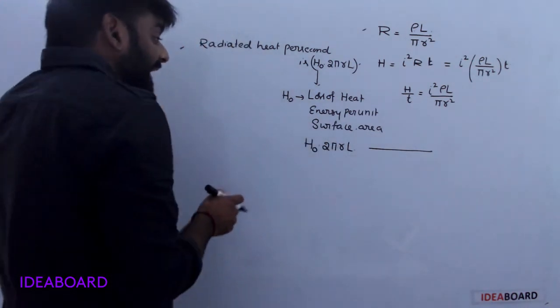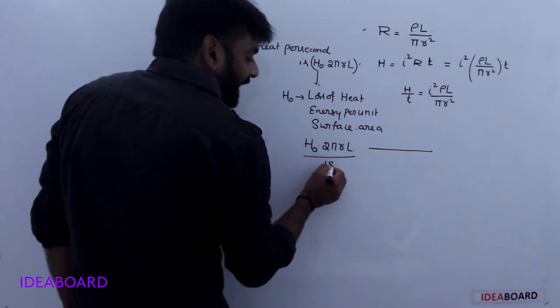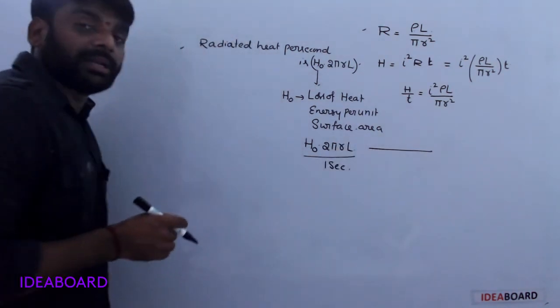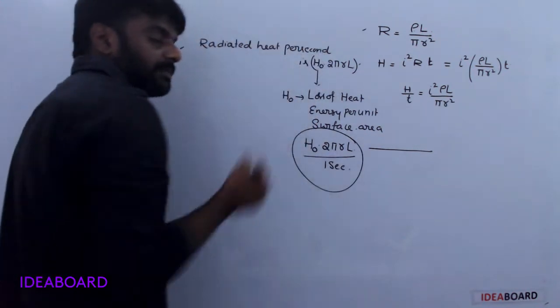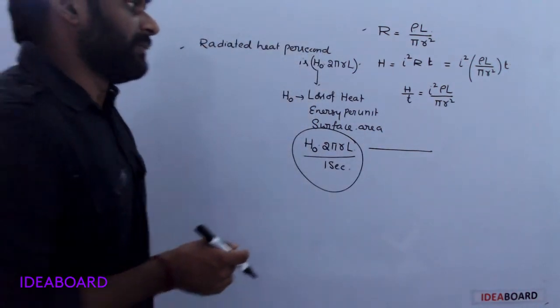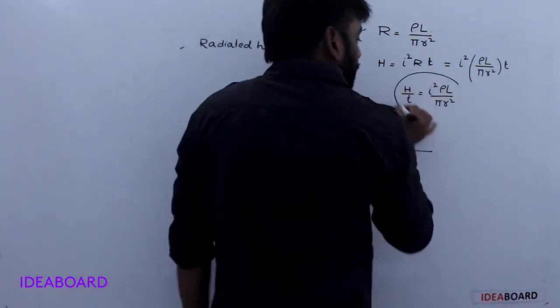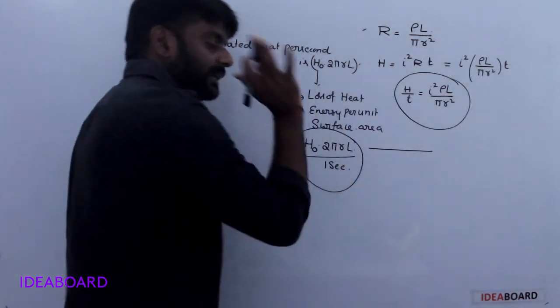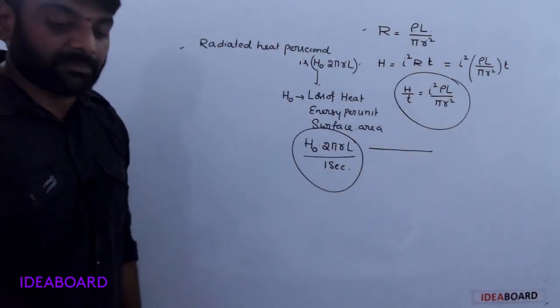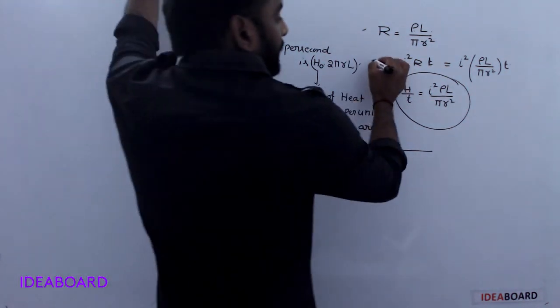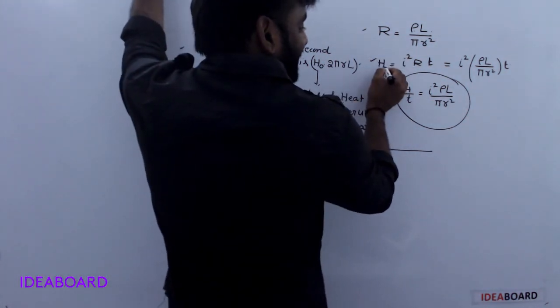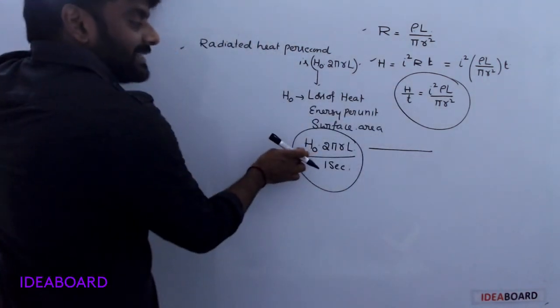Per second means by 1 second. It gives the loss of power. Here also, this is also power. Both are the same. Understood? Generally the developed heat is this one, and the loss of heat is this one.